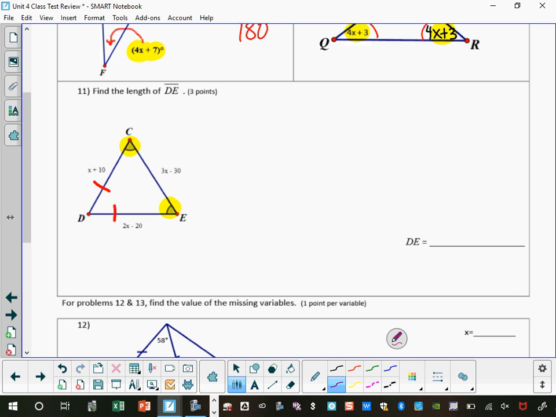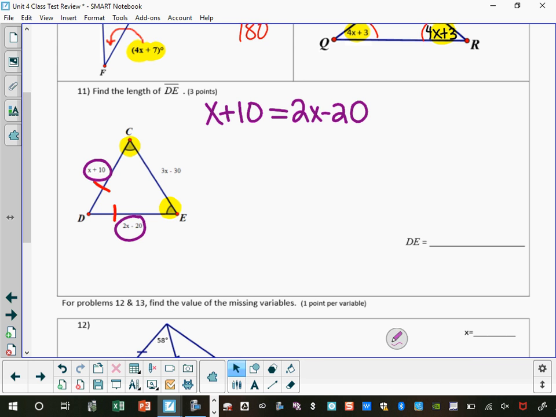So my goal is to find the length of DE. In order to do that, I'm going to make my sides that are congruent equal to each other. I'm going to solve for x first. So I have x plus 10 is equal to 2x minus 20. Put that into Desmos. The 3x minus 30 is just there to kind of confuse you. We don't really need to know what that is. Alright, so in Desmos you're typing x plus 10 is equal to 2x minus 20. Let me know what you get for x. 30. Okay, does everyone have 30?